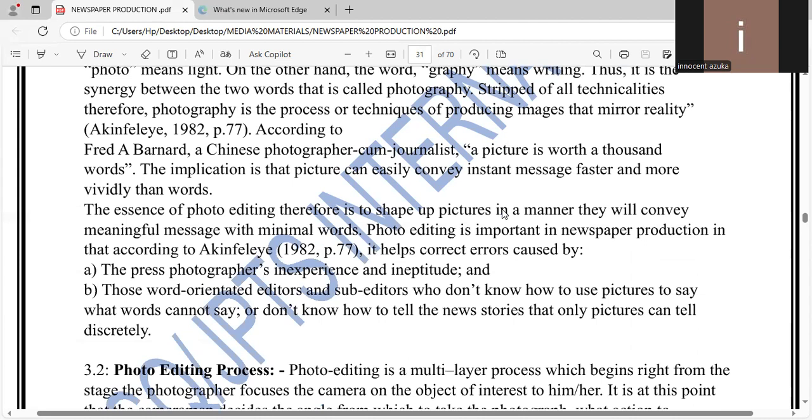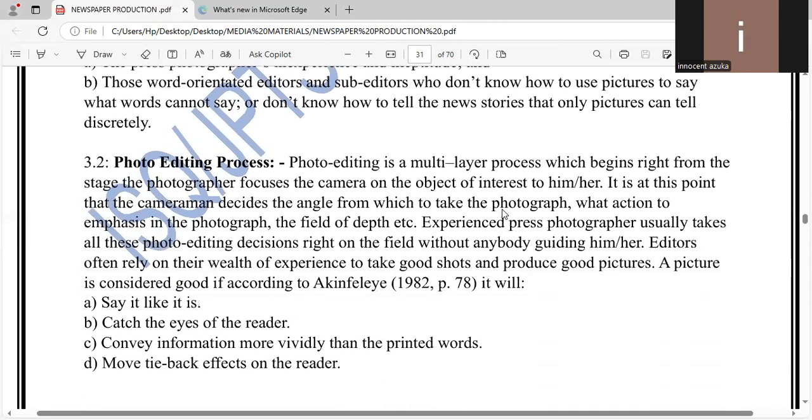So it helps correct errors caused by the press photographer, inexperienced editors and sub-editors who don't know how to use pictures to say what words cannot say. They don't know how to tell the news story that only pictures can tell. So a picture is considered good if it says it like it is.